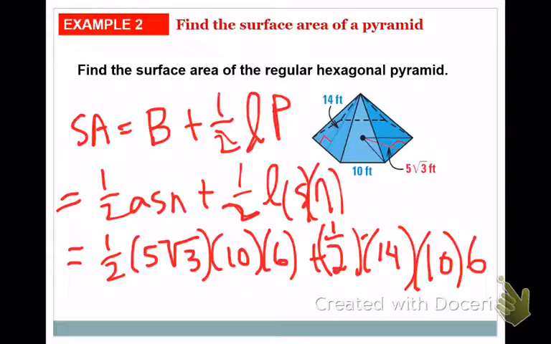I want to make sure everybody understands the formula. If you understand it, then it's easy to remember what to do with it. Okay? Any questions? Everybody got it? Okay.